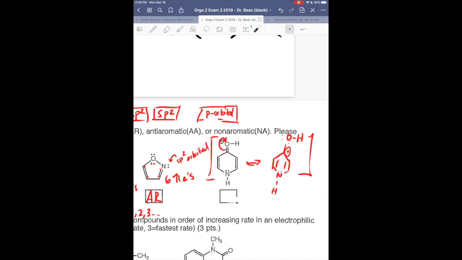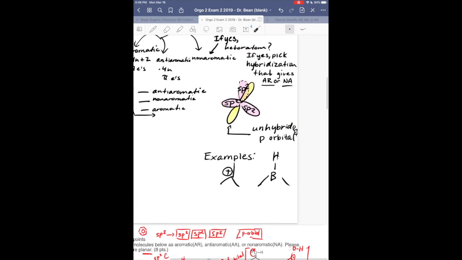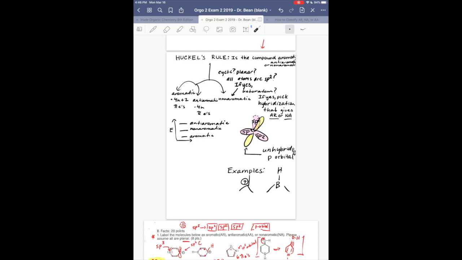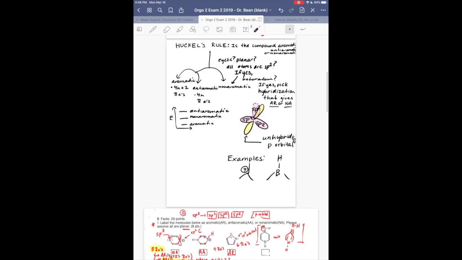So what's the hybridization of that nitrogen? It's also going to be sp2 hybridized. It takes the lowest one. So for that reason, we have fulfilled all these rules over here.